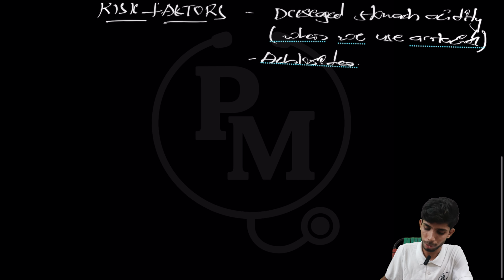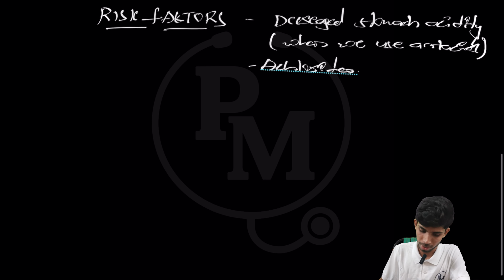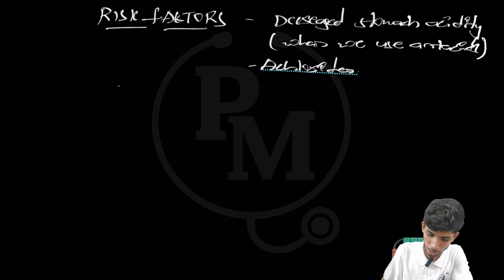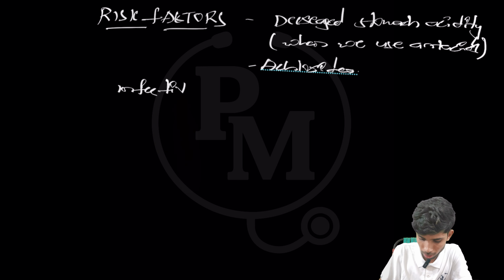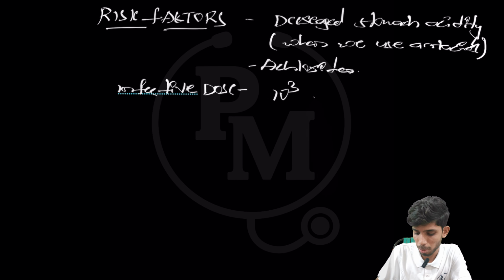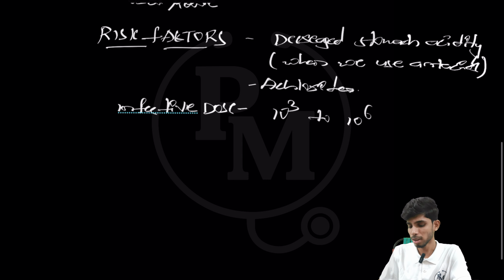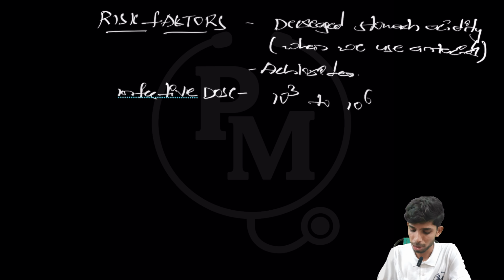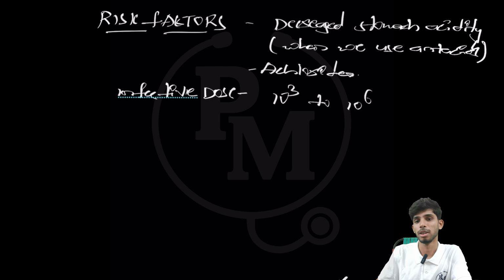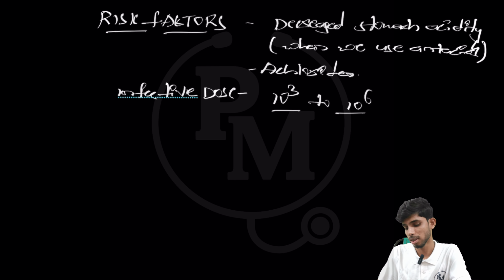Next we move on to the infective dose. 10 power 3 to 10 power 6 is the infective dose of Salmonella typhi and paratyphi A, B and C. This much bacterial load is needed to induce infection in the person.